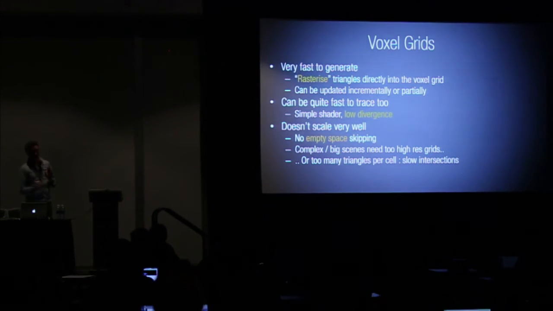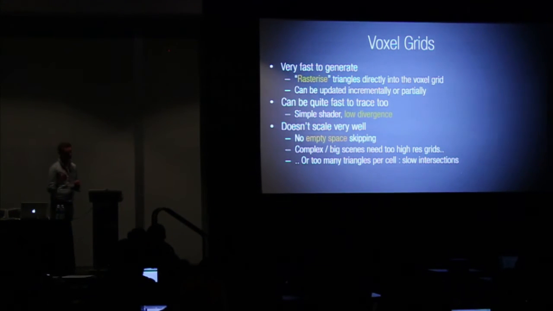Suffice to say, BVHs do have issues with divergence, whereas a voxel grid is simple to trace because you have a shader that uses very few registers, it's very low divergence, very simple. There's no need for a stack in the shader, there's no need for any local memory to be used. And it means that you can make a very simple shader to trace them.